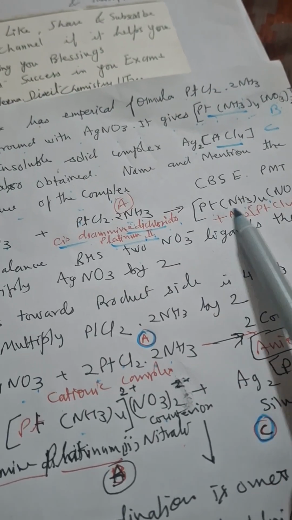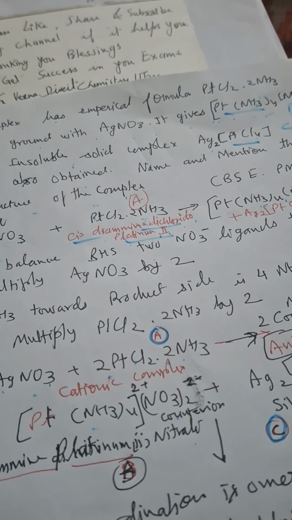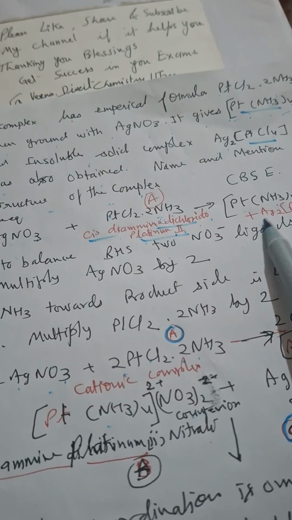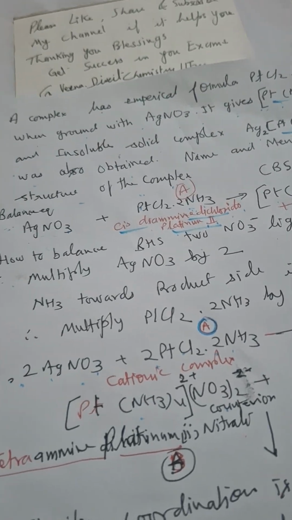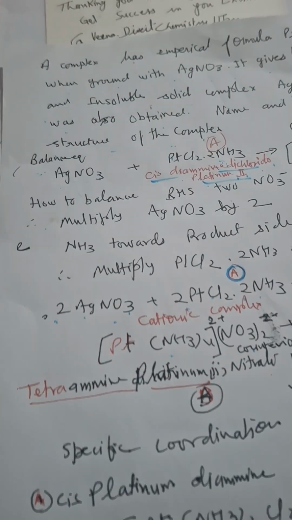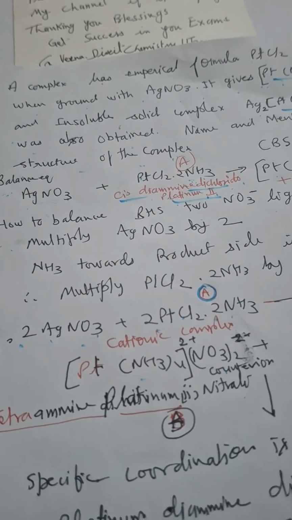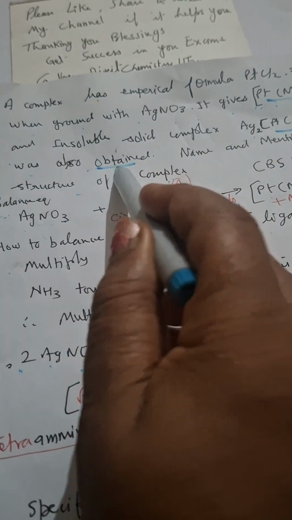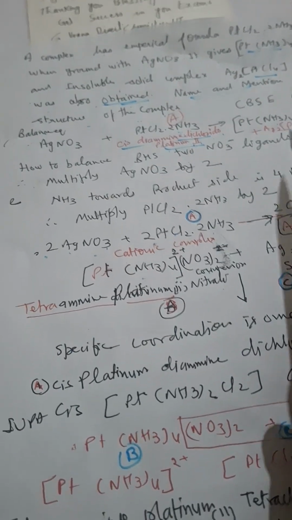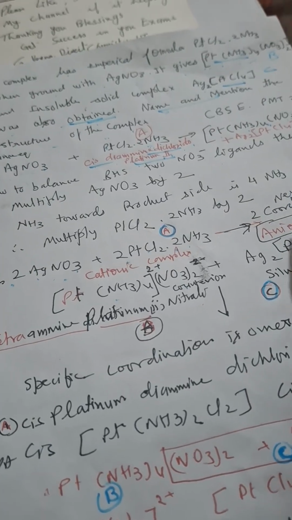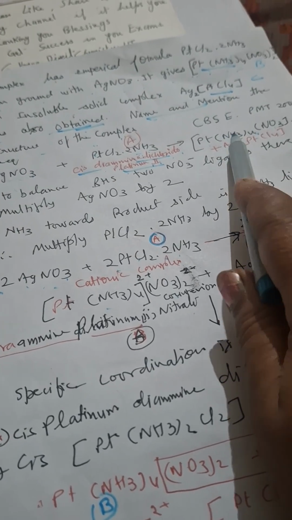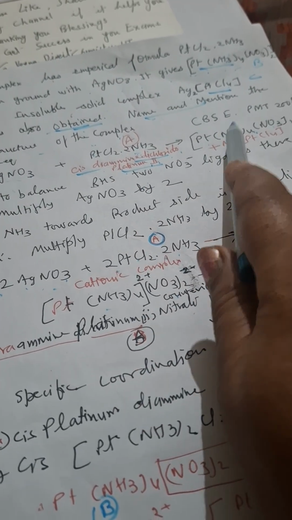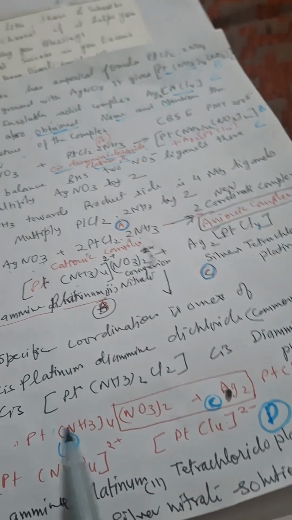So we'll get [Pt(NH3)4](NO3)2, this complex will be obtained, and Ag2[PtCl4] is obtained. Now we have to see how we will arrange this, because they are asking to write down the structure obtained and name it. When these two complexes are obtained, we will see that this complex and this complex, both of them are near to each other.